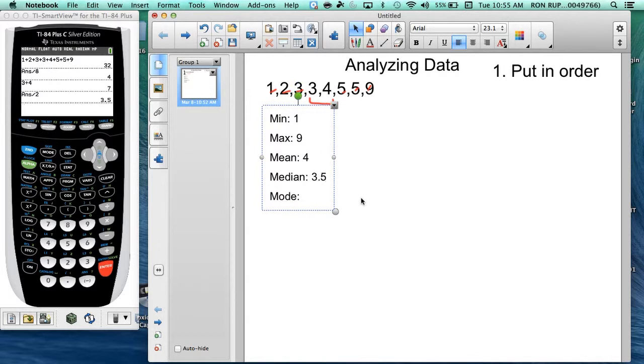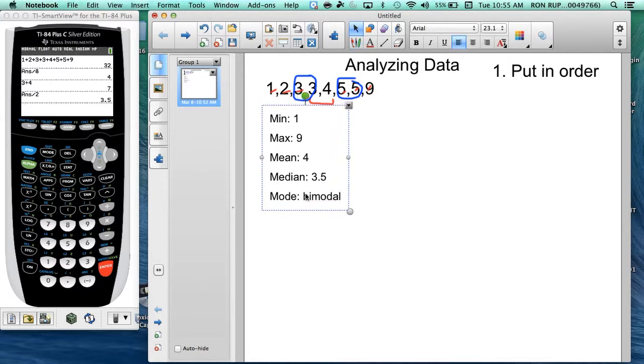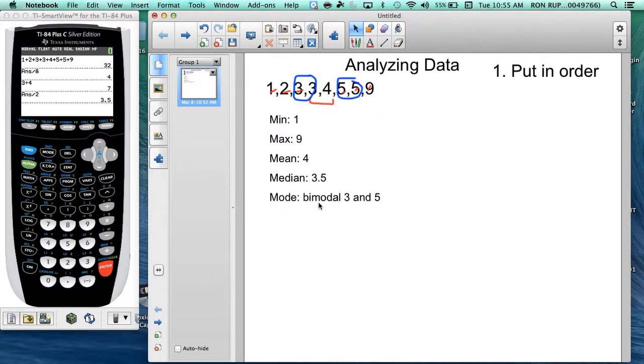Mode is the number that occurs most often. And if you look, 3 occurs twice, and 5 occurs twice. So this is bimodal. There are 2 modes, 3 and 5. If you have any more than 2 modes, chances are they aren't significant enough. And if no number occurs more than once, then you would just say no mode.